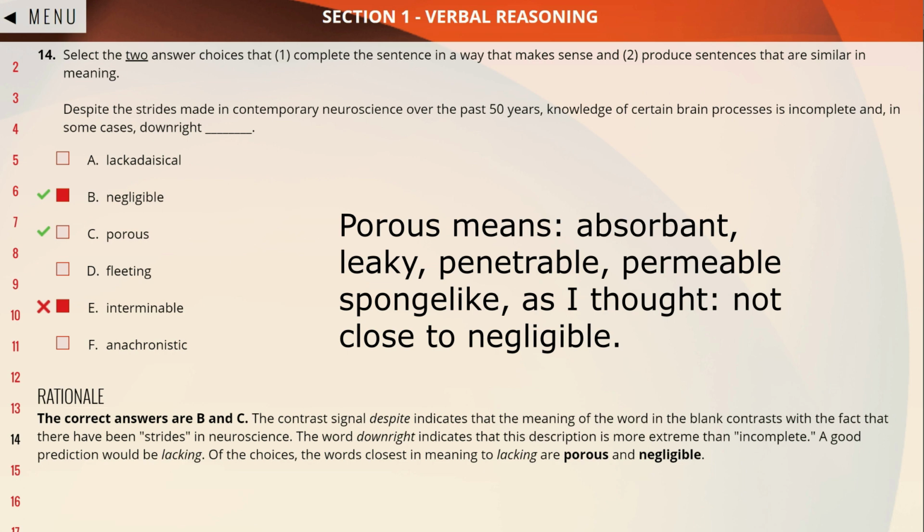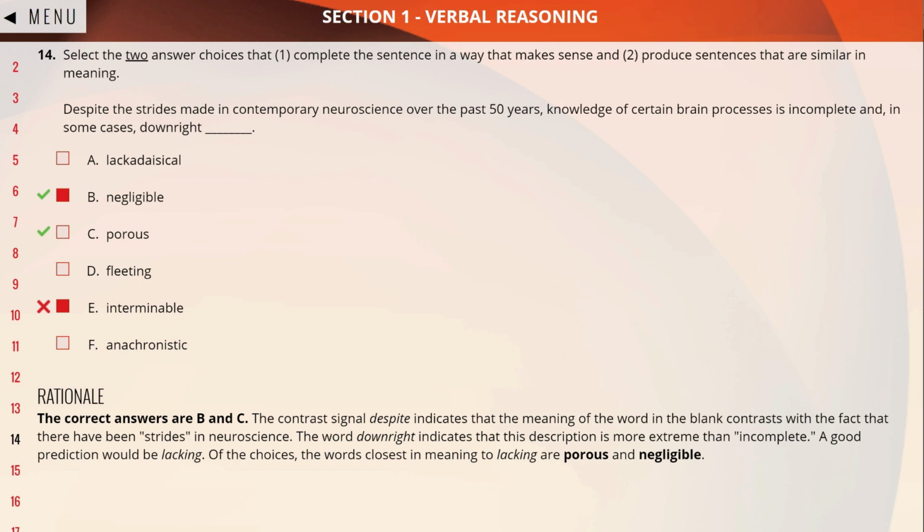You wouldn't describe knowledge as leaky. And absorbent, permeable. That is a weird answer, I'll be honest. I am fine with getting that wrong. In the real test, none of the questions were like that, where just none of the answers made sense at all. So, very happy with that. Porous and negligible are so different. That's not a great answer. The other ones were decent, I'll say.